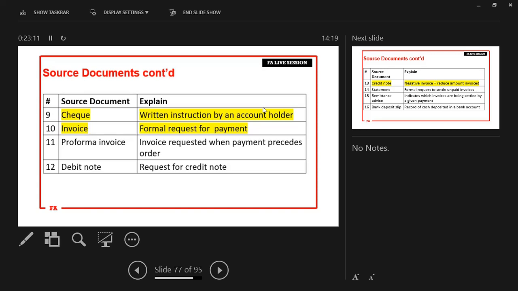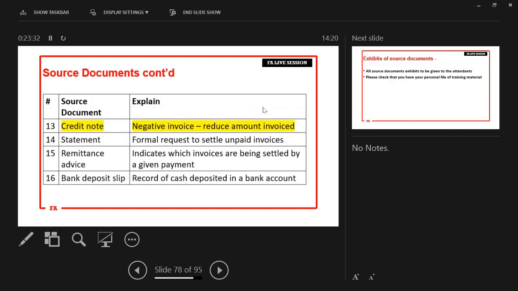Next, a debit note. A debit note is a formal request for a credit note. So when you oversupply or overcharge your client, they can request that you reduce the amount on the invoice by issuing a debit note. This is a customer's document, actually. When you issue a debit note, the supplier may respond with a credit note. We describe a credit note as a negative invoice. It is the document the supplier uses to reduce the full amount on the invoice or part of the amount on the invoice.